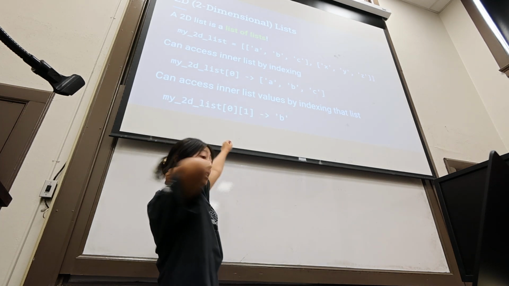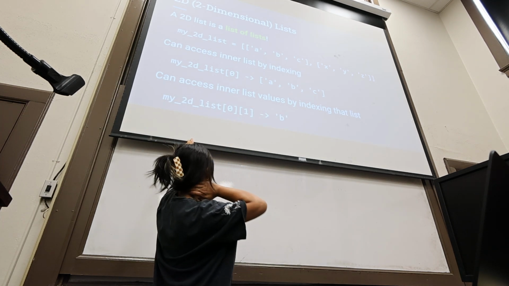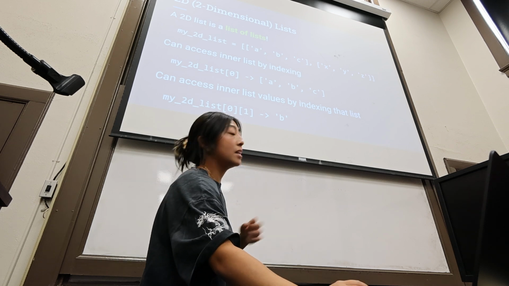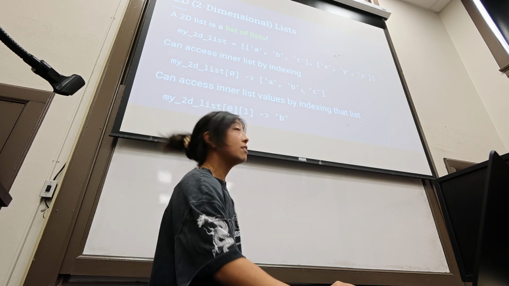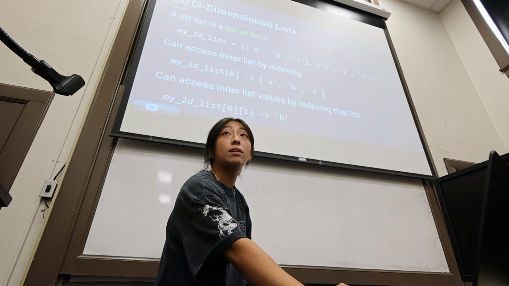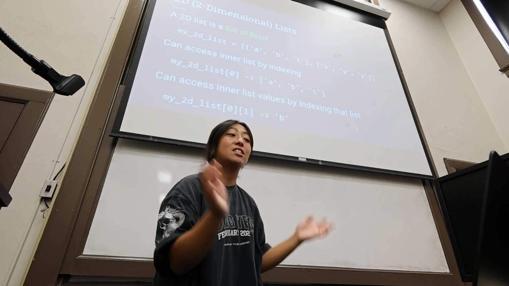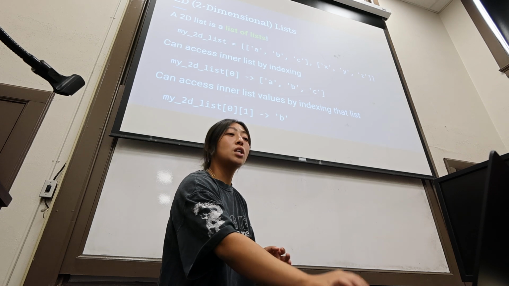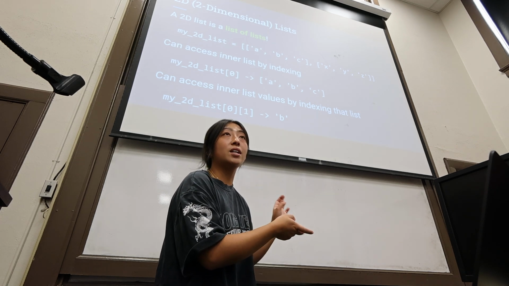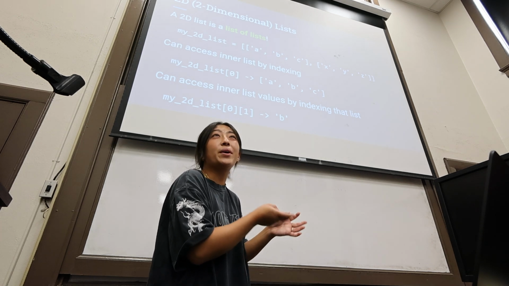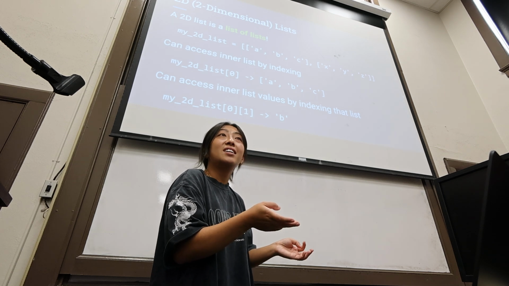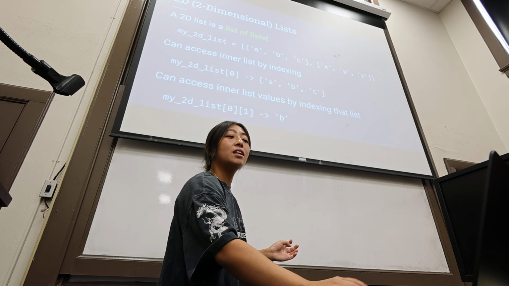Now we have 2 indices, right? So we have my 2D list. The first element is a list itself. And then if we wanted to get values in this list, we could index into it, just as normal, right? Indexing into a list. So all of the stuff we've seen before, it's just in a different way, because now we have lists inside of lists. Okay, any questions?